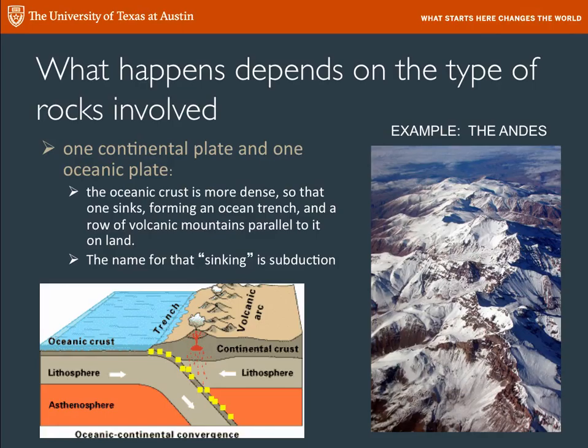And the second thing is, as that oceanic crust gets deeper towards the mantle, it warms up and it begins to melt. And that melting causes a chain of volcanoes to form on the continent parallel to the plate boundary. This sinking is called subduction, and this chain of volcanoes, well, here's an example, the Andes. Another example would be the Cascades in the northwest U.S.